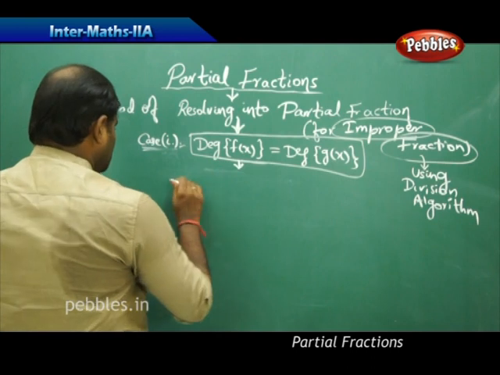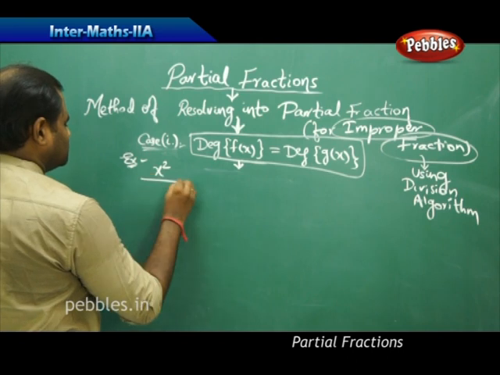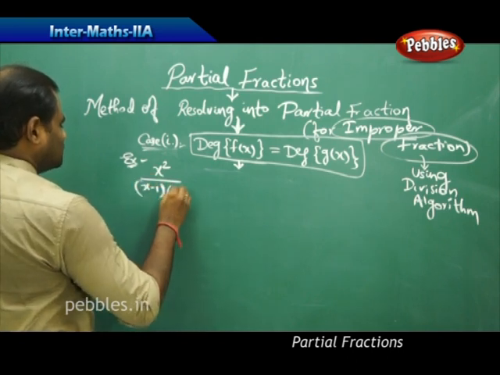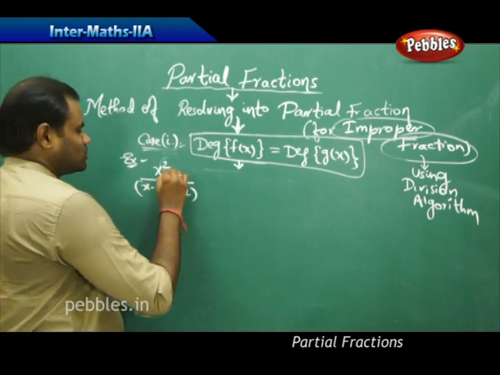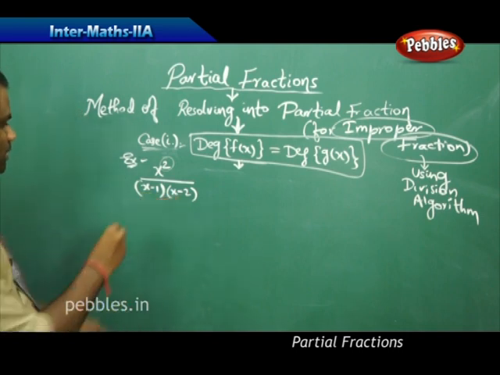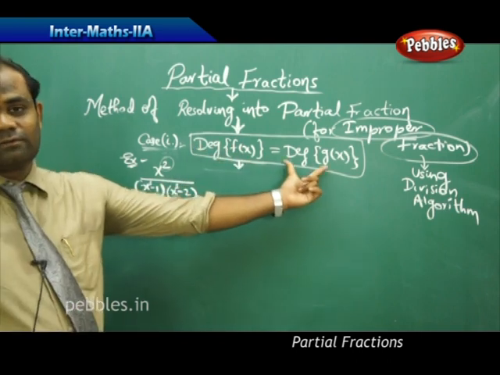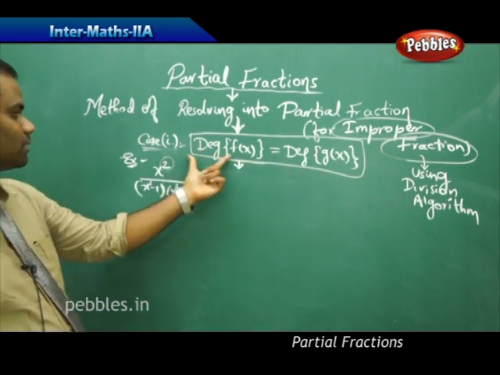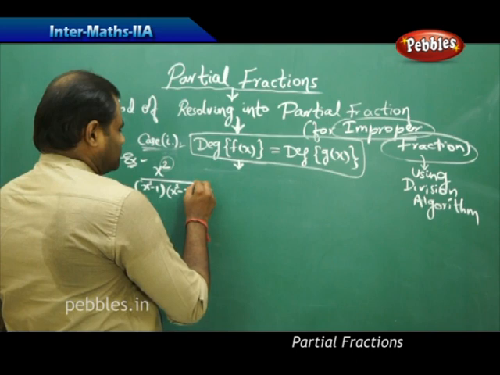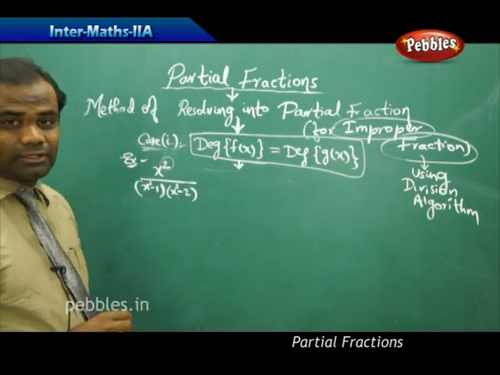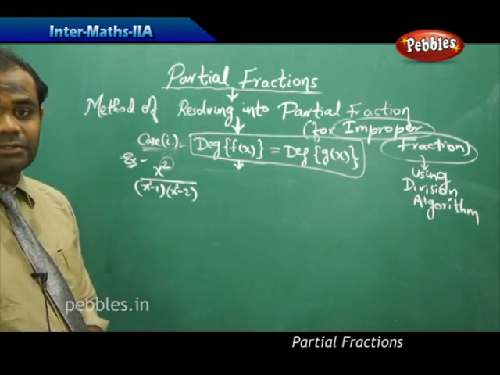So if I want to resolve this into partial fractions, say the problem being x squared by x minus 1 into x minus 2, then clearly I see that degree of this is 2 and degree of this one multiplied also is 1 plus 1, which is 2. Thus this is case 1 of the given problem, that is degree of f of x equals degree of g of x. So for this problem, clearly this being an improper fraction of case 1, let's see how I can resolve this into the partial fraction form.